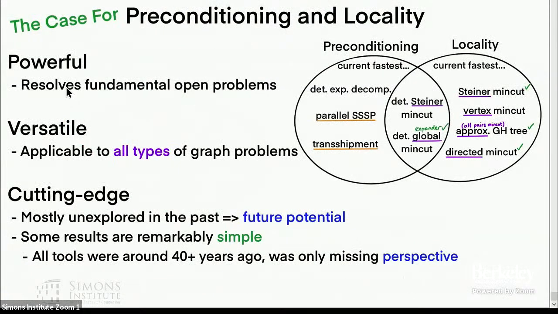But that's it for my talk. Again, this is the list of problems I've looked at so far, and yeah, thanks for listening.